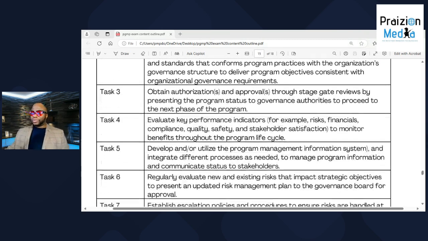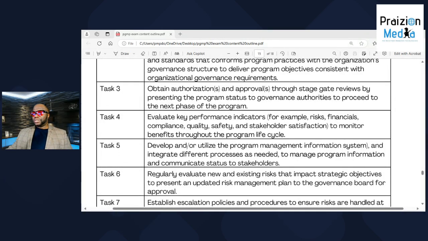Number three, obtain authorizations and approvals through stage gate reviews by presenting the program status to governance authorities. Now, when we say governance authorities, it could sound like a lofty term, but this is a body of individuals. Some might be outside the firm, some might be within the firm, it might be a cross pollination of both, but you got to obtain those authorizations and approvals.